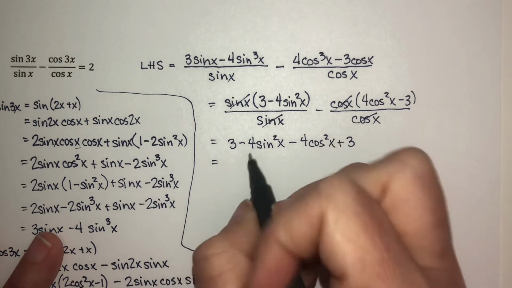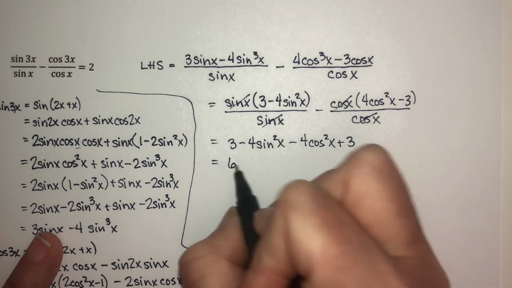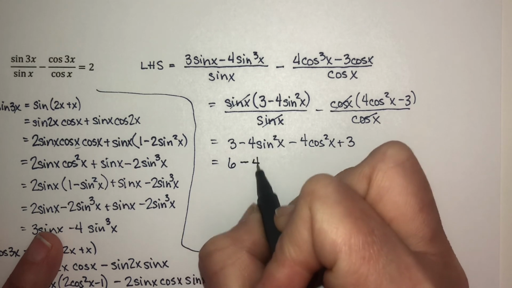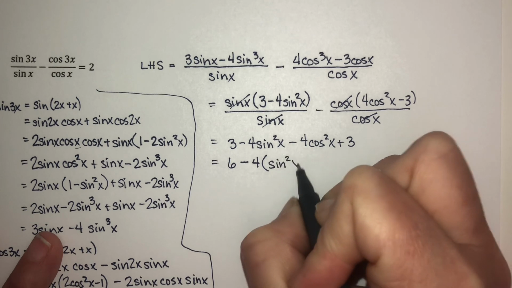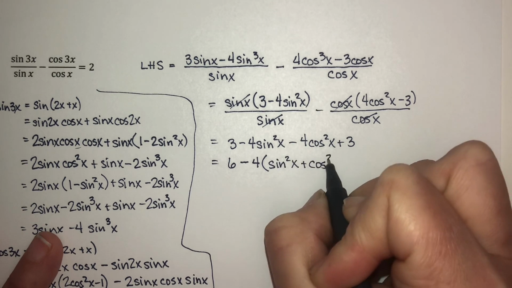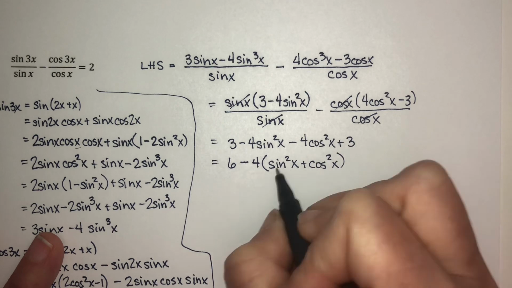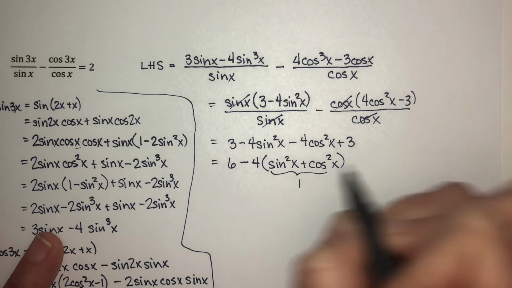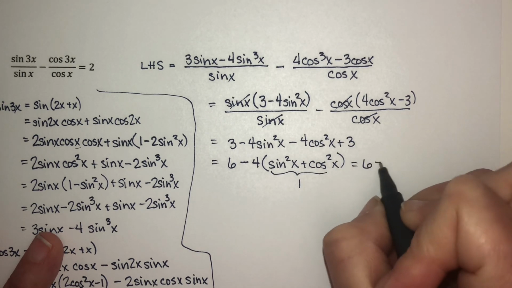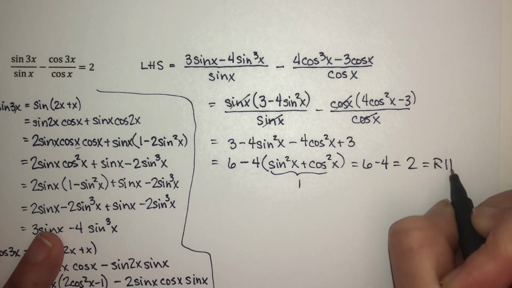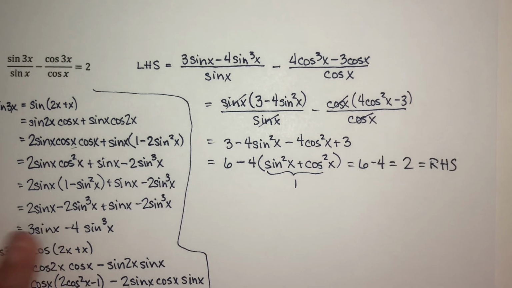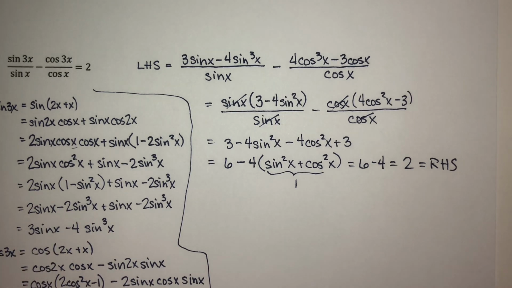So I have, combine those, that's a 6. I'm going to factor a minus 4 out. Sine squared x plus cosine squared x. That's a Pythagorean identity, that's simply a 1. So I have 6 minus 4, which is 2, which is equal to the right-hand side, and that is true. And this is about as ugly as these verified identities are going to get.